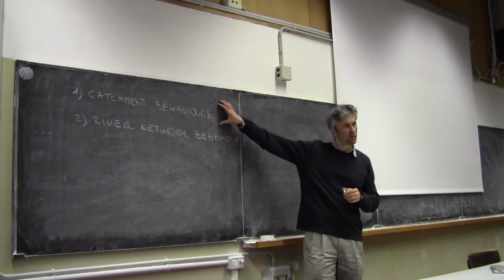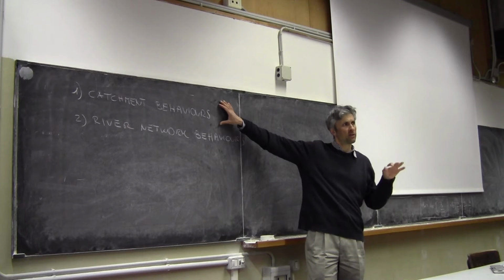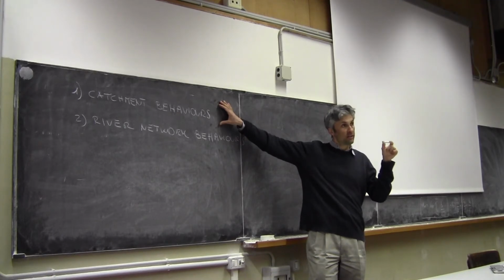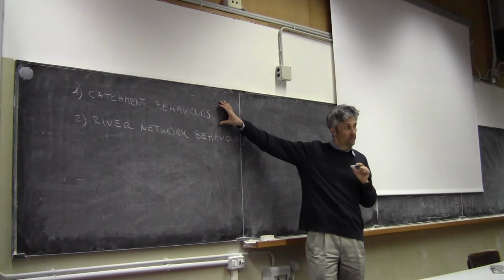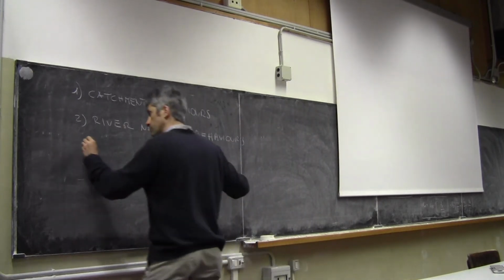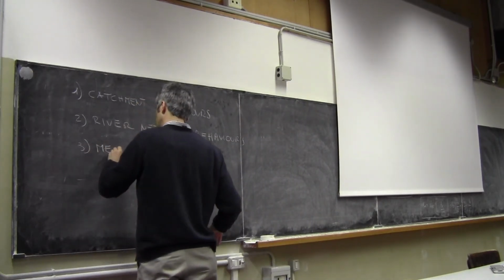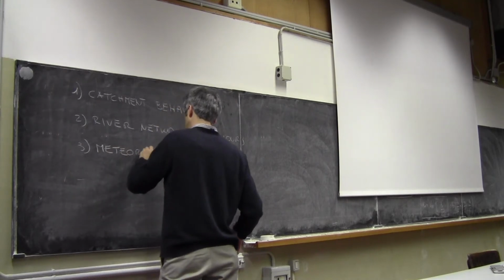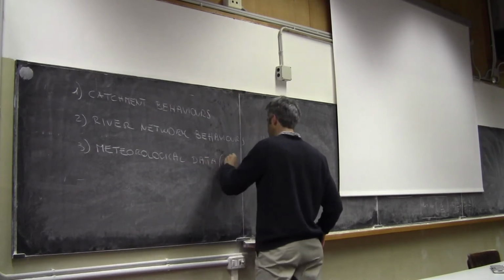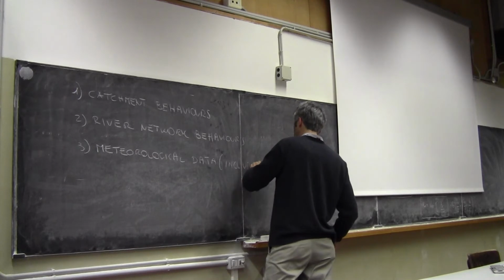We already defined catchment, correct? Catchment, I said, is given by the topographical surface such that the rainfall and only the rainfall falling on that topographical surface contributes to the river flow in a given cross section. Then we have river network behaviors, and then we have meteorological data, including, as I said, rainfall, temperature, and so on.